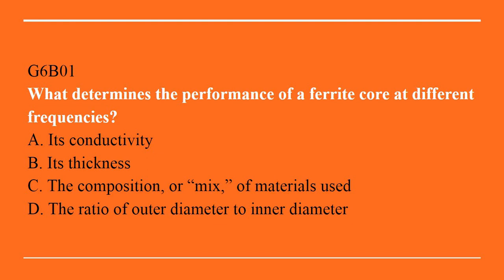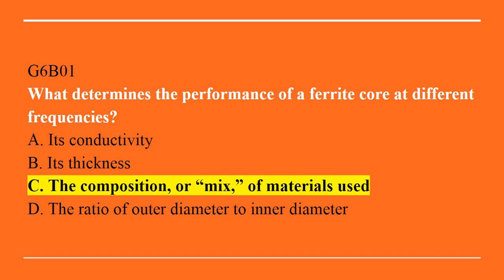First up, G6B01. What determines the performance of a ferrite core at different frequencies? A. Its conductivity. B. Its thickness. C. The composition or mix of materials used. Or D. The ratio of outer diameter to inner diameter. Answer is C. The composition or mix of materials used.